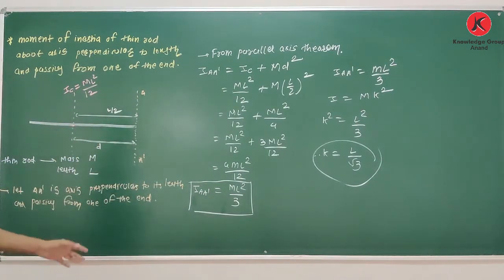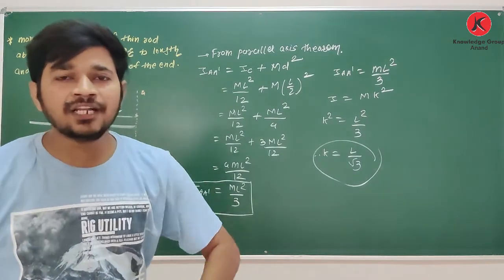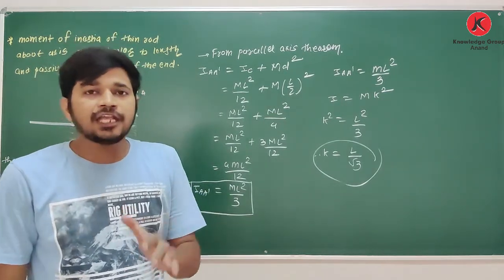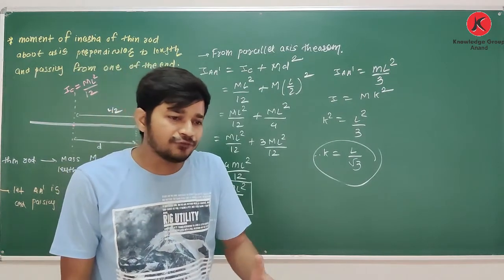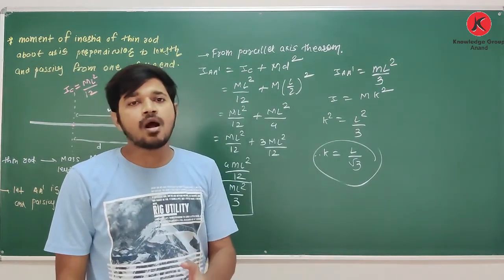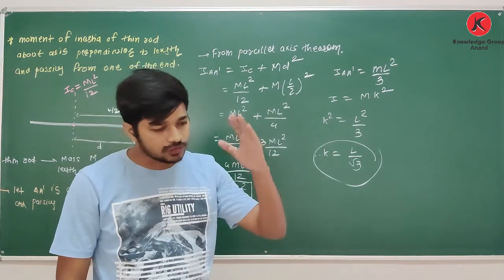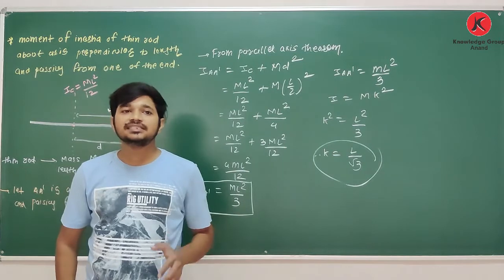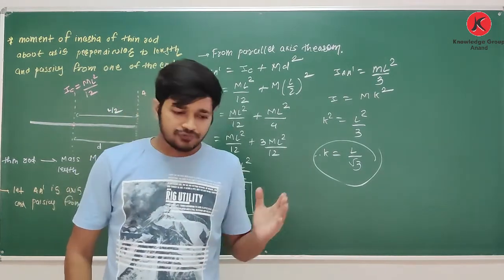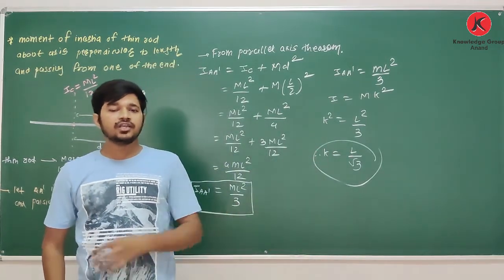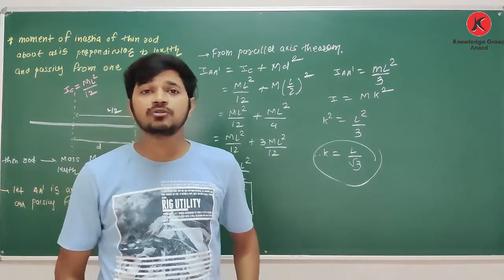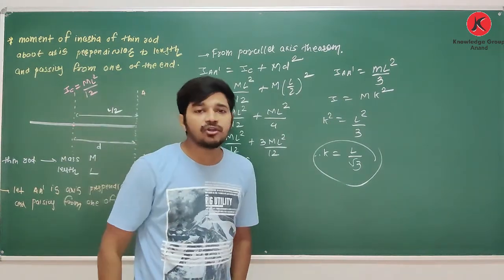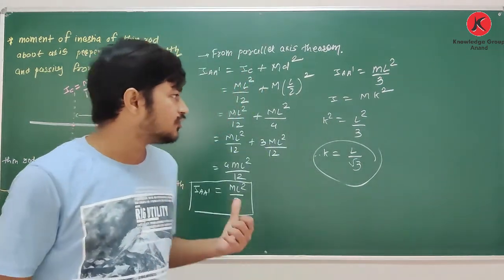So for one given object, that is the thin rod, if you select different axes, the moment of inertia is also different. So yes, the moment of inertia depends on the selection of axis. If you change the axis, the moment of inertia also differs. Clear about this? So this is one case, that is the thin rod. For the thin rod, we have discussed two equations for the moment of inertia.